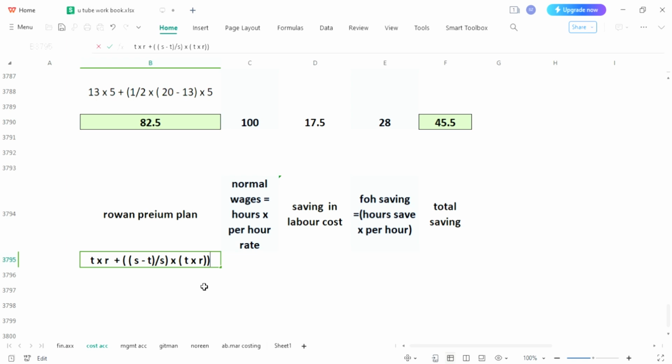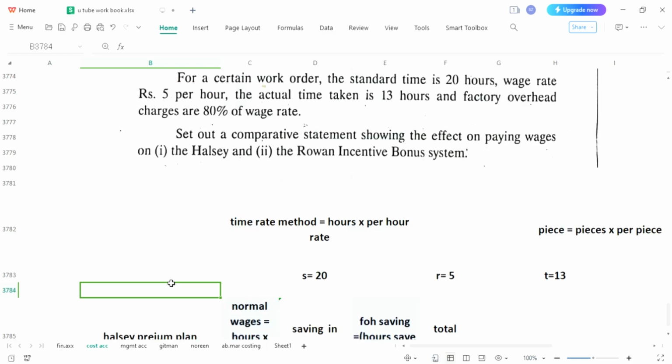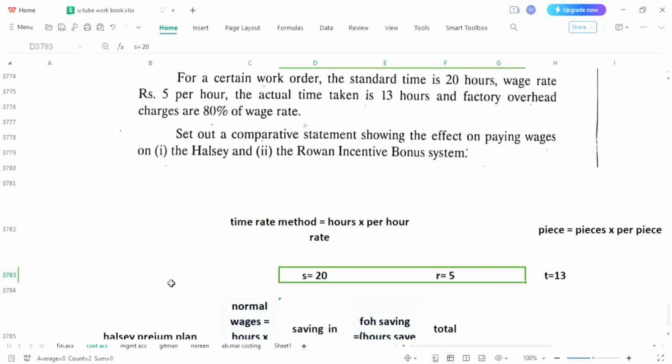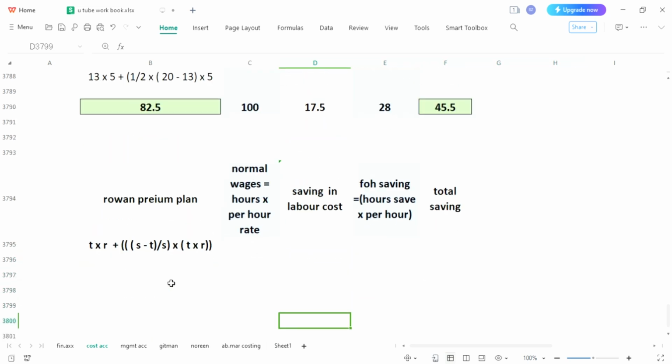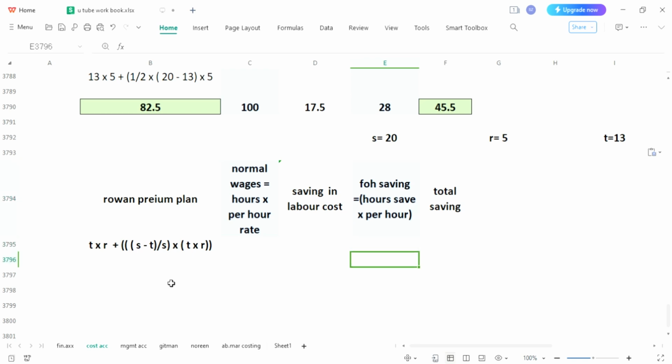So the last bracket is unneeded, or what we will do, we will put one bracket over here and one more bracket over here. Brackets are important, otherwise you will not be able to calculate it correctly. And let's copy S and T as well. These are two elements involved in calculation of Halsey or Rowan. So we are putting here as well, so that we don't have to go up and down again and again.